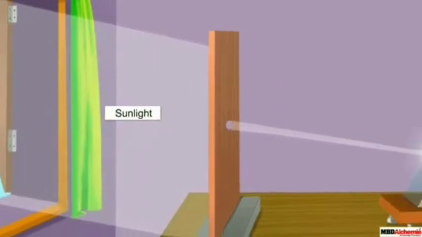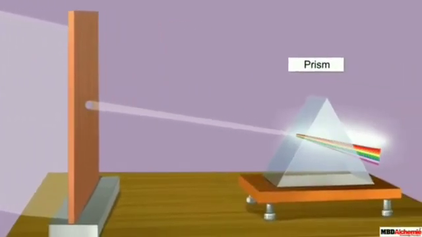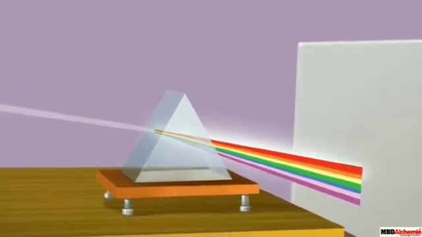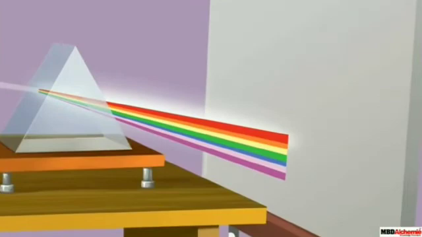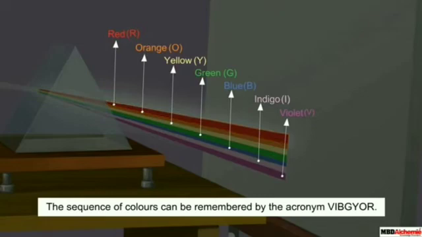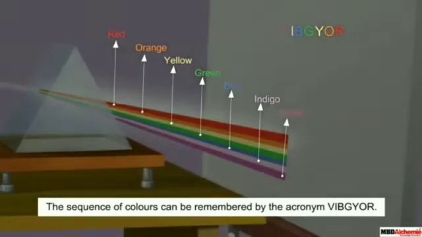As the sunlight passes through the prism, we can see a beautiful band of colors formed on the white sheet. If we observe this band of colors from the bottom, they are in the order violet, indigo, blue, green, yellow, orange and red. This sequence of colors can be remembered by the acronym VIBGYOR.